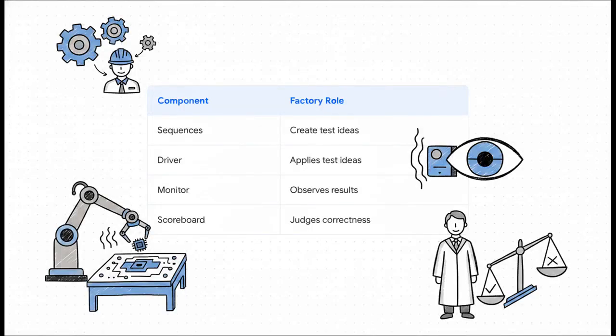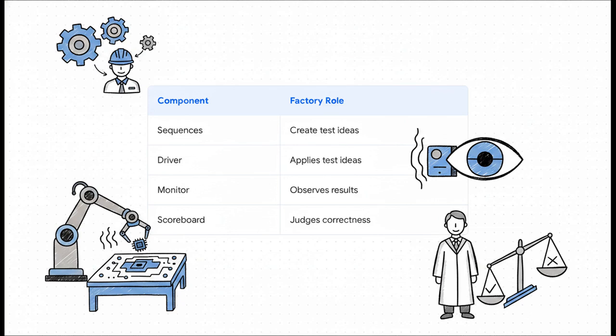Let's map this out even clearer, because this illustrates brilliantly how the core UVM components map directly to roles on a factory floor. The sequences? Those are the engineers brainstorming and creating the test ideas. The driver is the heavy machinery actually applying those test ideas directly to the chip. The monitor is the sensor, quietly observing the results of what just happened. And like we just said, the scoreboard is the ultimate judge, determining if the results are actually correct.